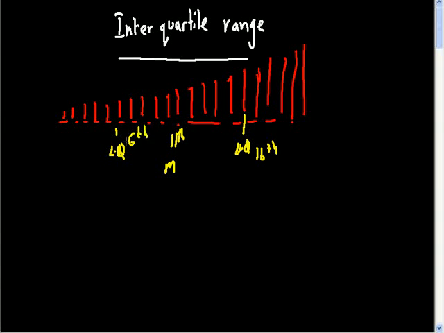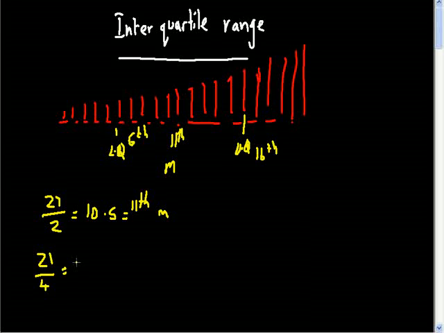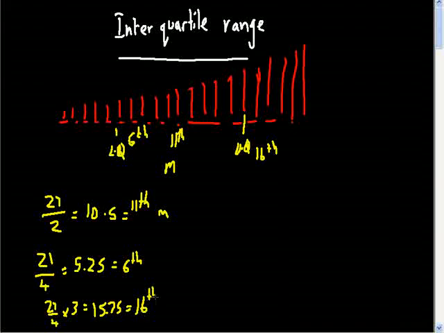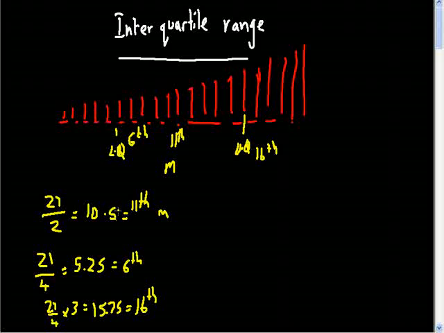Now how I got these positions: 21 divided by 2 gives 10.5. I round up, so that's the 11th for the median. For the lower quartile, I do 21 divided by 4, because I'm looking a quarter of the way down, so that's 5.25. Again I round up, which is the 6th. For 3/4 of the way down, 21 times 3/4 is 15.75. Again I round up, the 16th person. This is how I figure out these positions.